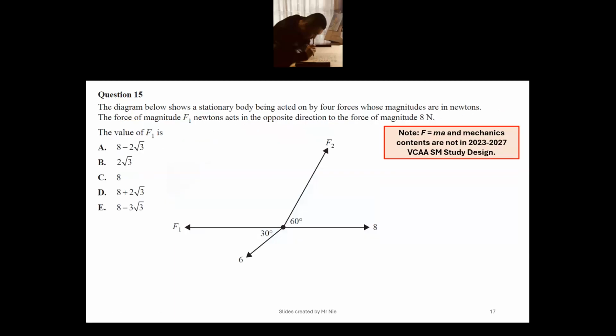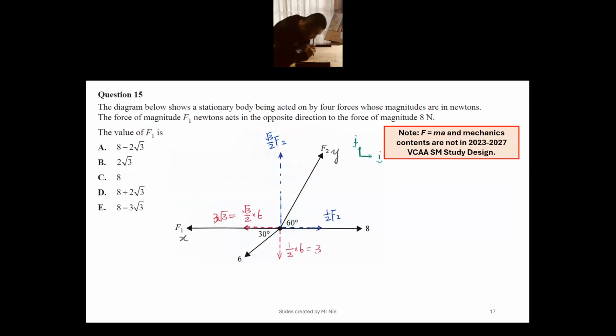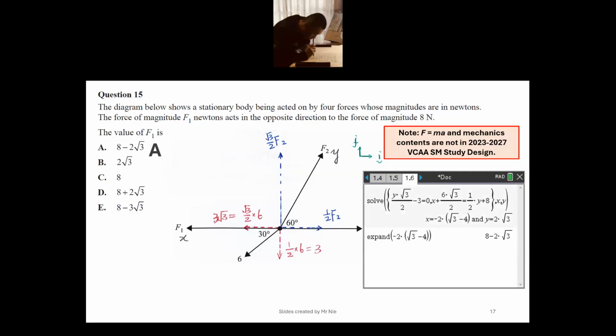Question 15 is also not relevant to the current study design. So basically the idea is to decompose the forces and then try to balance each direction. So I'll skip this one. The answer is A.